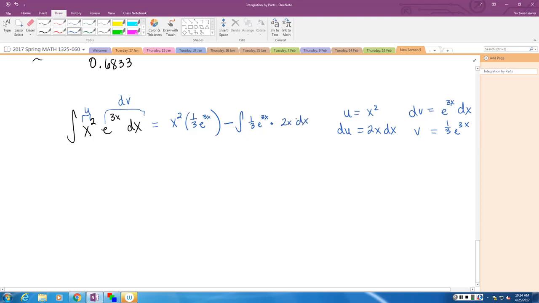2x dx. Okay, so I think that looks ugly, so I'm going to rewrite it. And this also will help me. So all I'm doing is moving that 1/3 to the front of the x squared. I am going to multiply the 2 times the 1/3, and I'm going to move that outside of the integral. So I have minus 2/3 times the integral of e to the 3x times x dx. Are we all at the same spot?